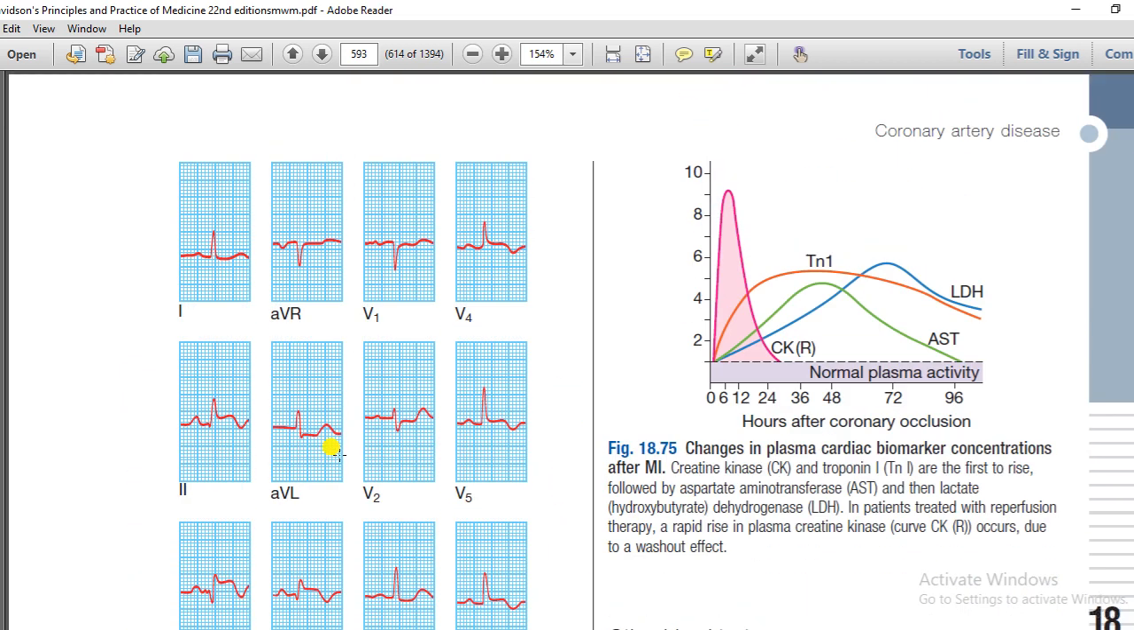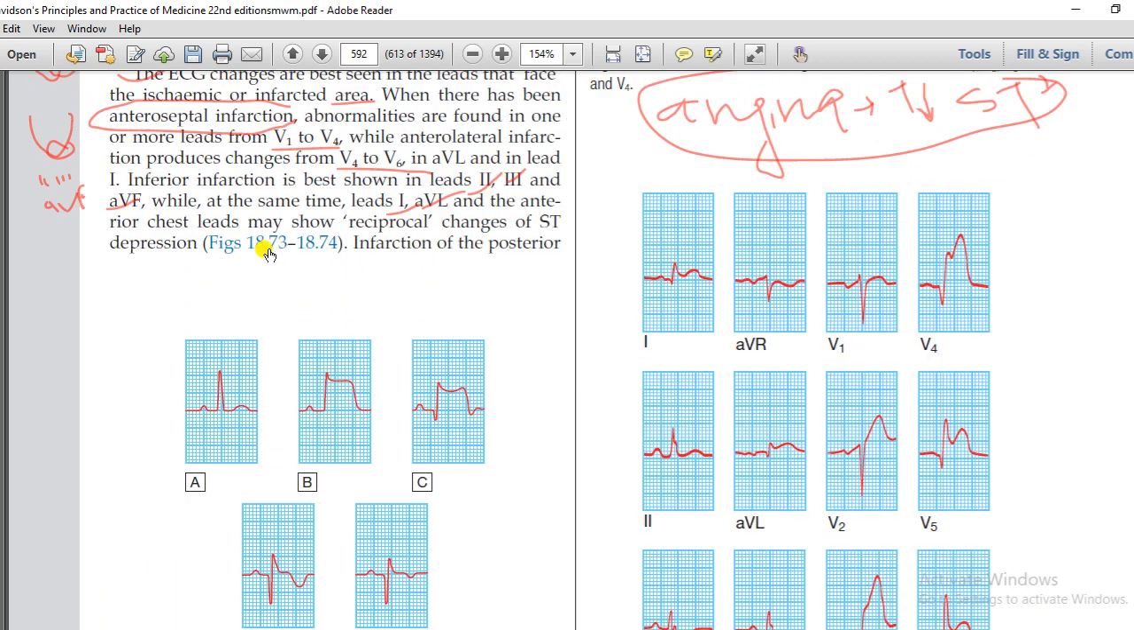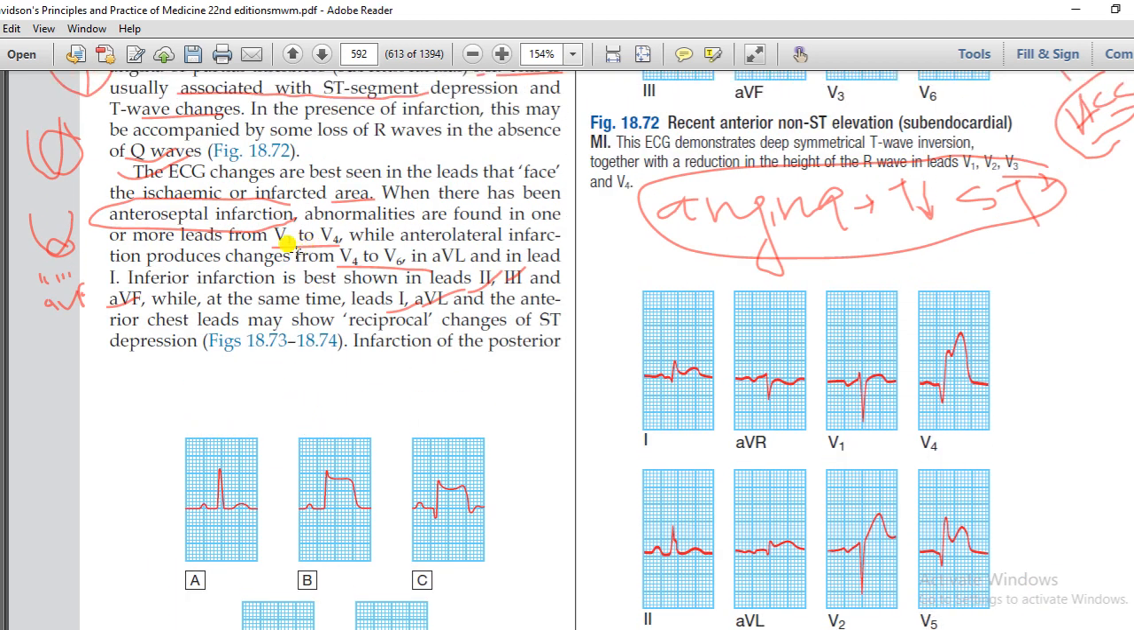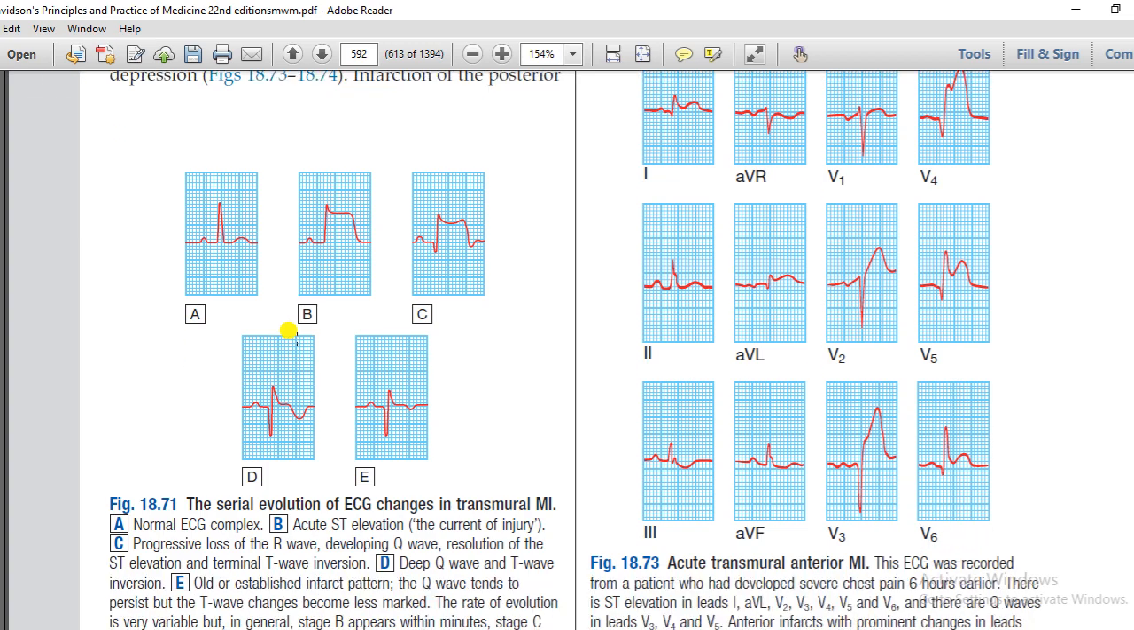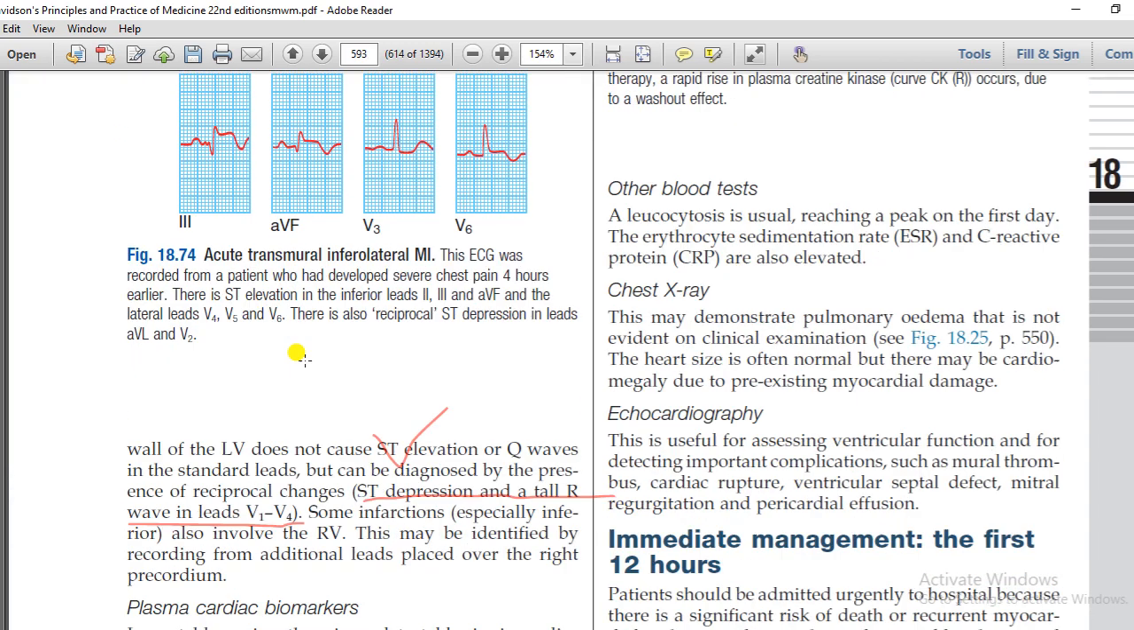So anteroseptal infarction is found in leads V1 to V4. Anterolateral is found in V4 to V6, and the inferior part is found in leads 2, 3, and AVF, and at the same time there is reciprocal change of ST depression. Leads 1 and AVL show the reciprocal changes of ST depression. So I need to watch these figures separately.